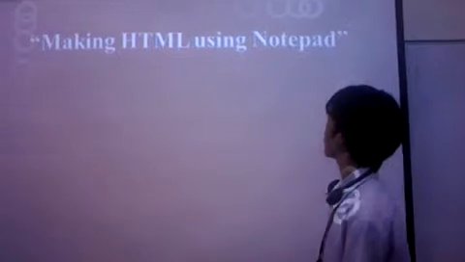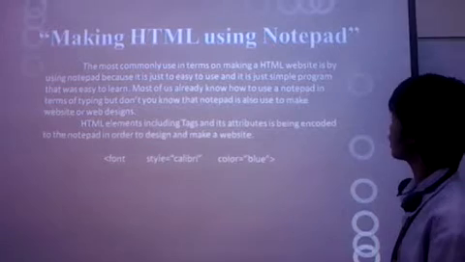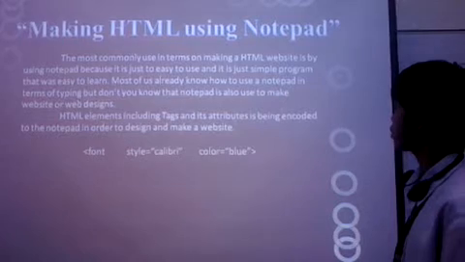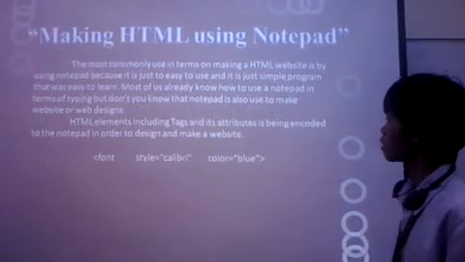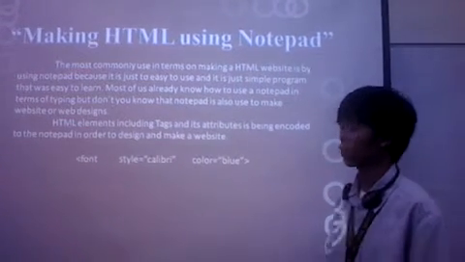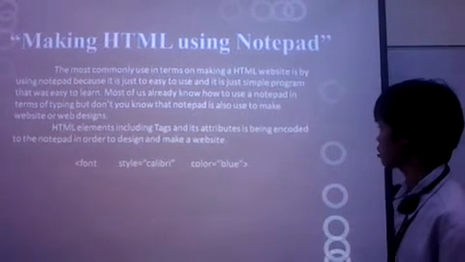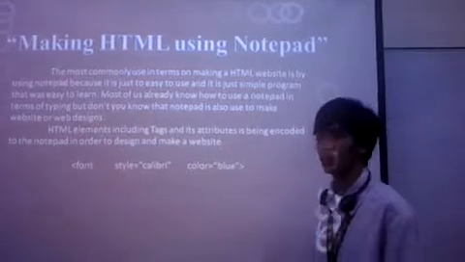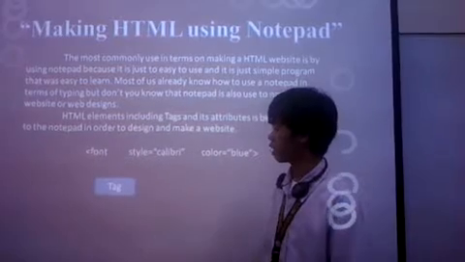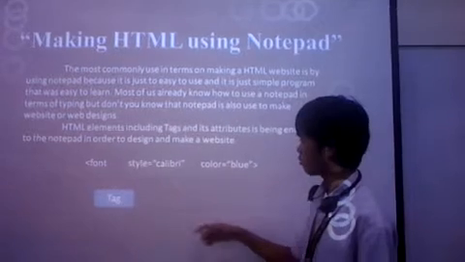Making HTML using Drupal. The most commonly used way of making an HTML website is by using Drupal because it's so easy to use. It's just a simple program that is easy to learn. Most of us already know how to use it in terms of writing, but did you know Drupal is also used to make a website through web designs? HTML elements, including tagging and attributes, are encoded in Drupal in order to design and make a website. First, font is a kind of tag. Then style and color are the font attributes.